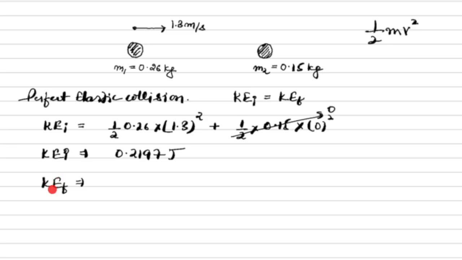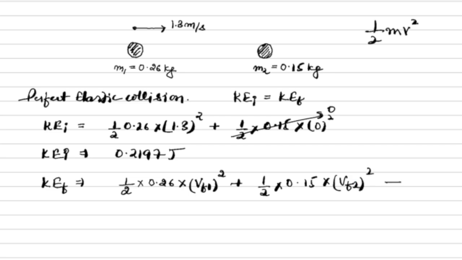So now we can calculate the kinetic energy final, and that will be half. What is the mass? Mass is 0.26 multiplied by V final of M1 squared, plus half 0.15 multiplied by the final velocity of the second mass squared. And this is our second equation. Now we have got two equations which have two variables, and that's how we solve these kind of problems. So let me write a kinetic energy equation. So let us apply this now.